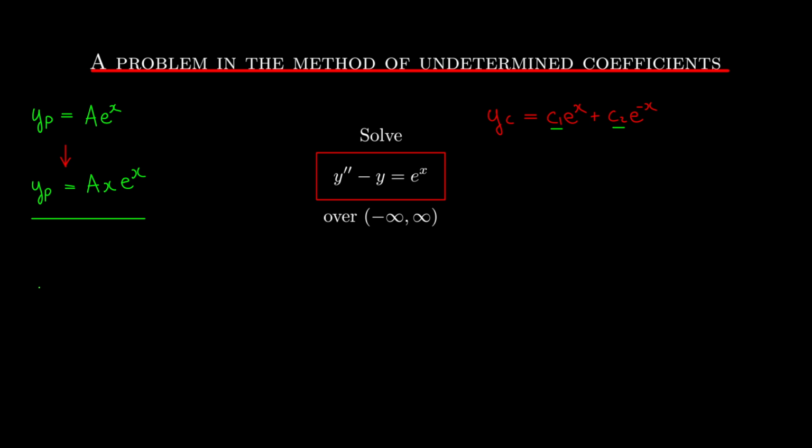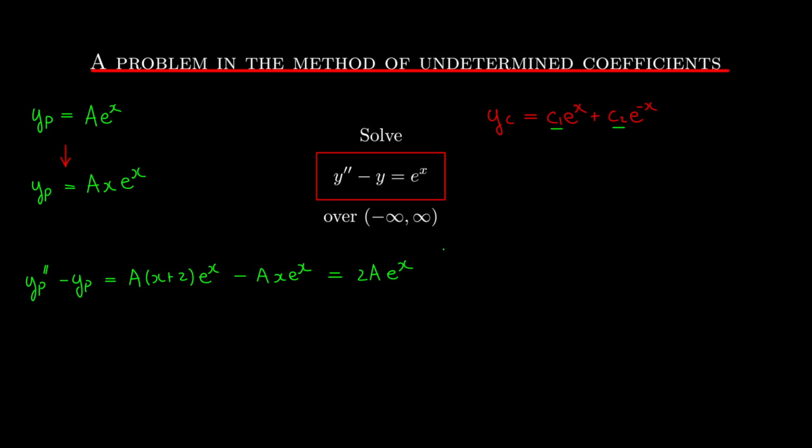Now let's see if we try the method. So we plug this function back into our differential equation. The second derivative of this function, you can check, is going to be a times x plus 2e to the x, and then minus our function, which is just a x e to the x. So this cancels out nicely, and we're just going to end up with 2a e to the x. All right, this is good.